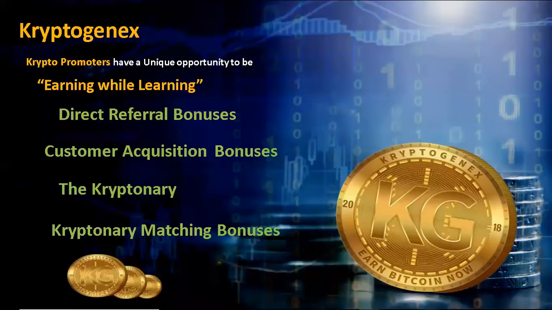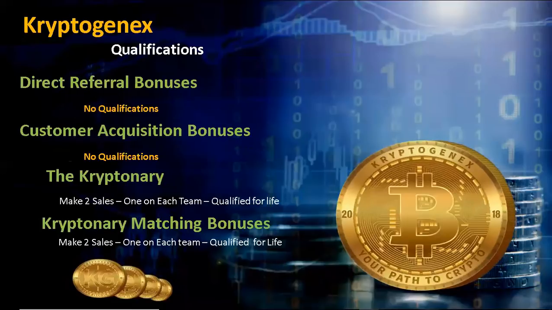But then you've got the other type of person. Now, that person was me. I didn't have $10,000 or $100,000 to get started. I only had $100, but I took advantage of affiliate programs: the ability to share the information with other people and earn a commission and a bonus for doing so. And then I used the profits from that to invest in other things that were going to let my money make money for me. So we have an affiliate program called Earning While You Learn. You're going to earn direct referral bonuses, customer acquisition bonuses, and the Kryptonary matching bonuses.